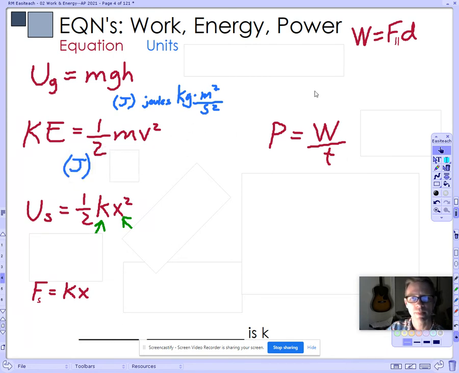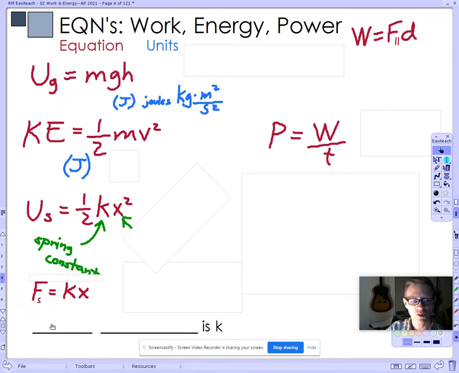Joules again. Work, as we know, is force times distance. Newtons times meters. That's a kilogram meter per second squared times meters. That's kilogram meter squared per second squared. This is elastic potential energy, also known as spring potential energy. The k is the spring constant.